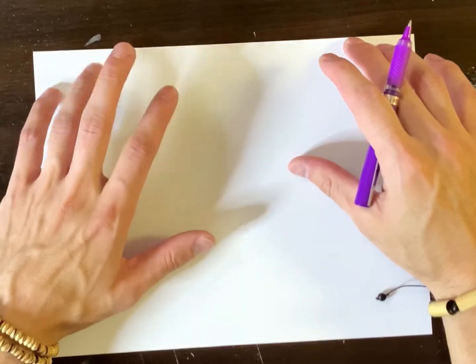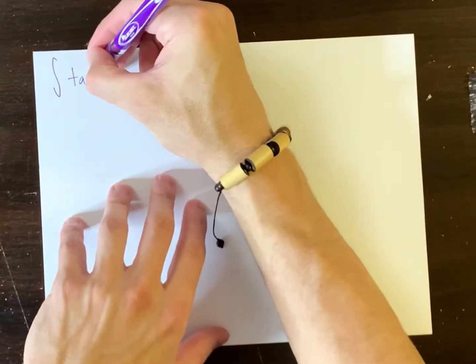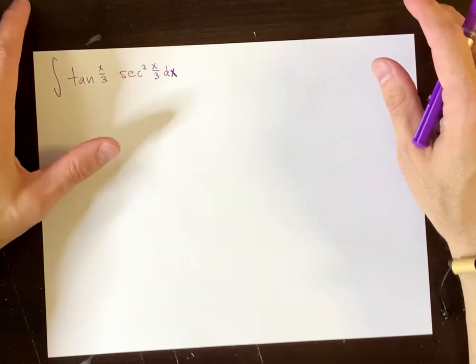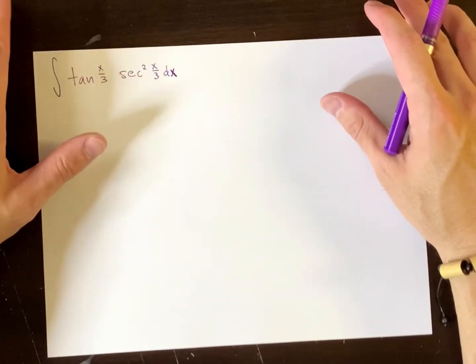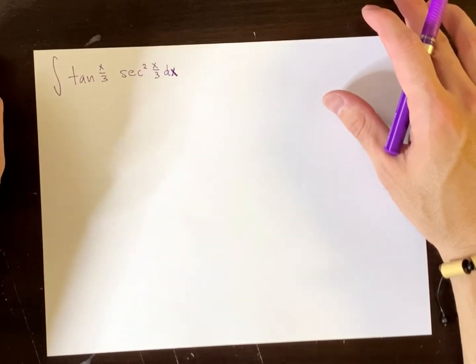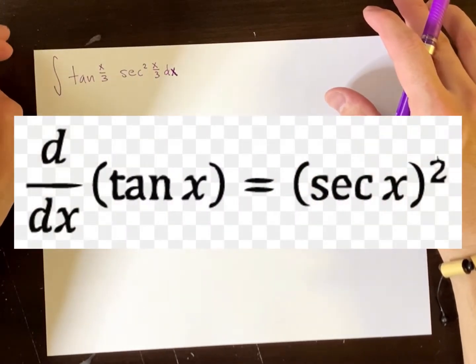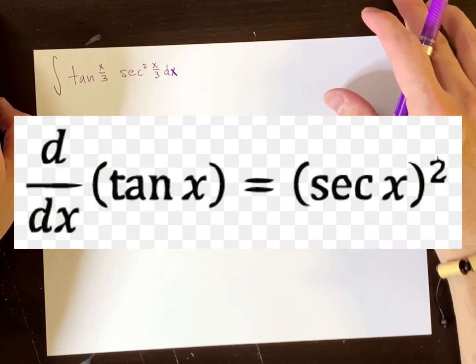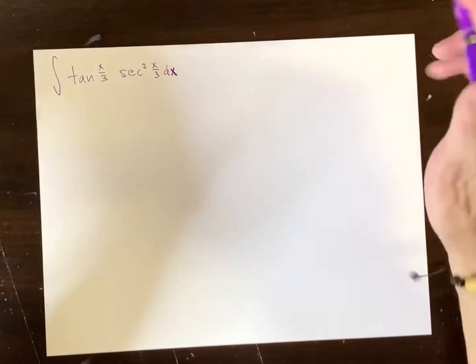So let's try the following integral. I am going to assume that by this point you have been introduced to the idea of a U-substitution. Also, we know that the derivative of tangent is secant squared. So let's use a couple of these facts to make a U-substitution.